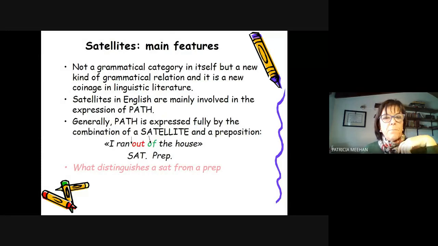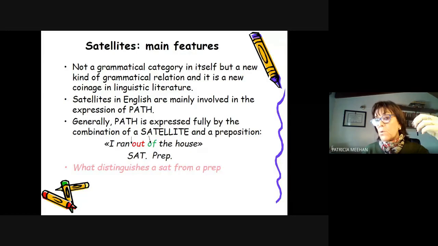So, the satellites. A satellite is not a grammatical category in itself, but a new kind of grammatical relation, and it is a new coinage in linguistic literature. It's a new term, a category that was coined by Leonard Talmy. Satellites in English are mainly involved in the expression of path.